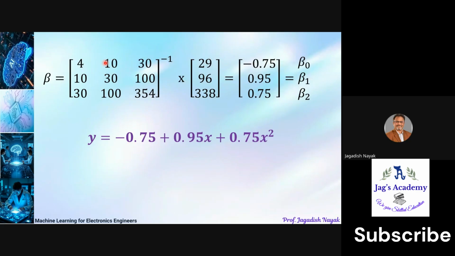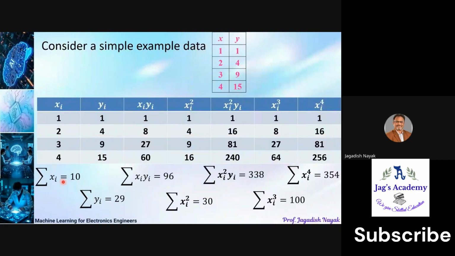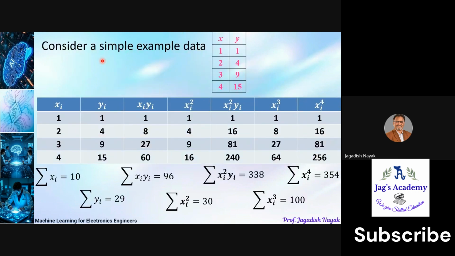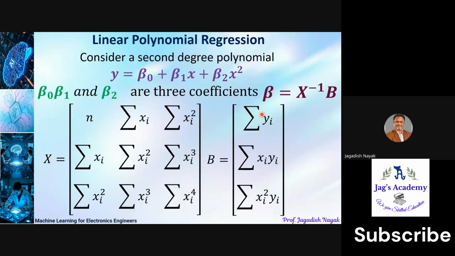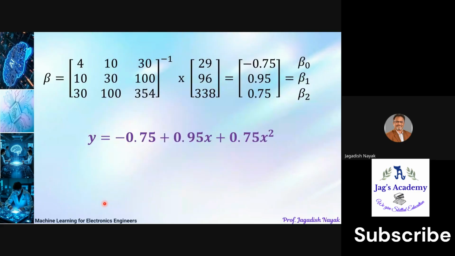Then 10. What is this 10? This corresponds to summation of xi, which is 10. Then 30. 30 is summation xi square. Where is this? Here, 30. So substitute all the values here. Then the B matrix. What is the B matrix? The B matrix is summation of yi. Summation of yi is 29. You put 29 here.